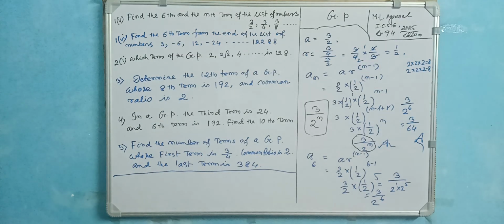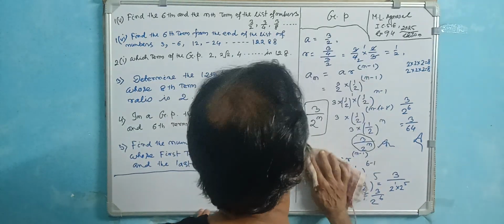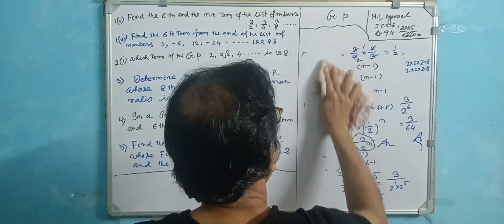Okay. Clear? Now you clearly understand. Very easy, just to properly understand. Okay. Now the next sum.